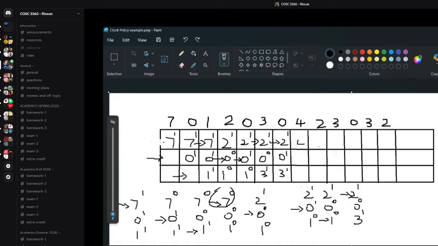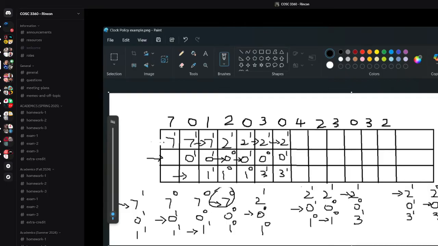Okay, that's fine. So at this part, we have pointer 2 with a use bit, 0 with a use bit, and then 3 with a use bit. So we need to insert 4 in here, right? Again, we need to turn this thing off and then move the pointer down 1. So 0 with a use bit, 3 with a use bit.